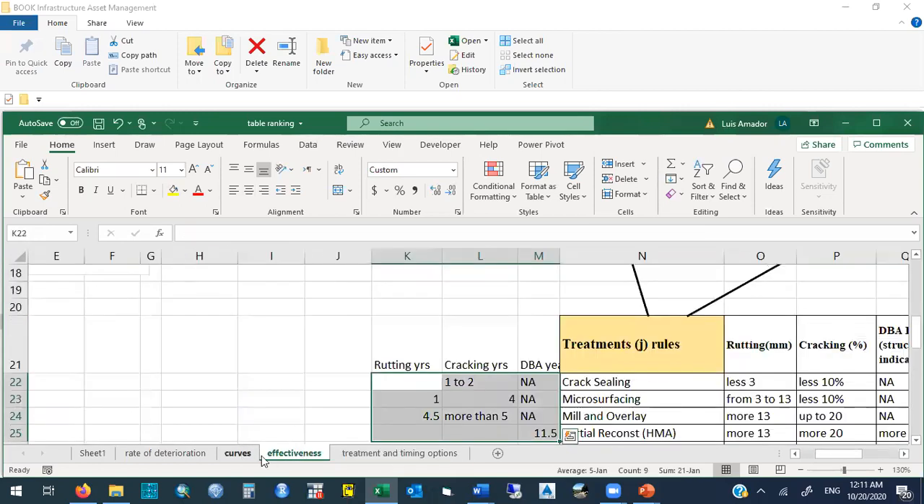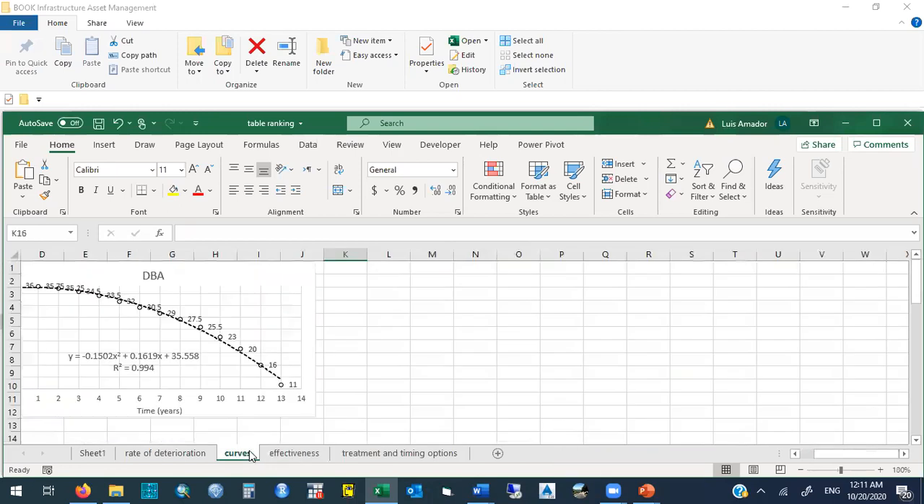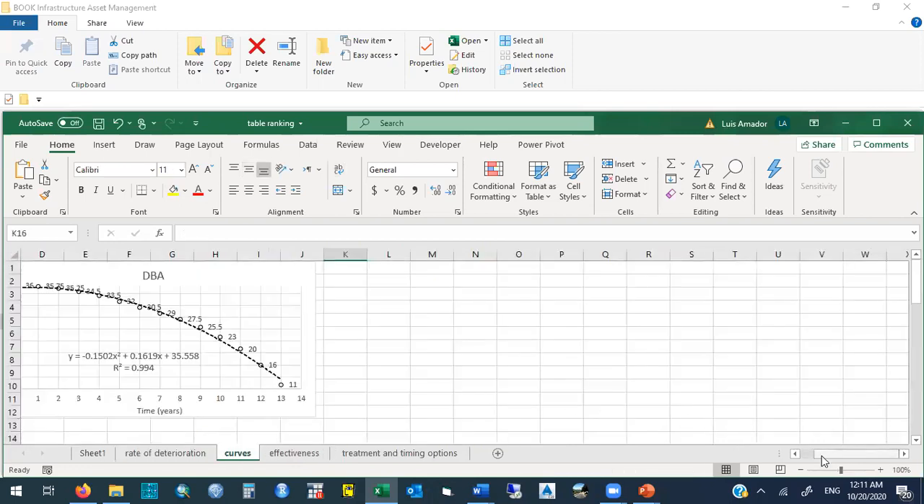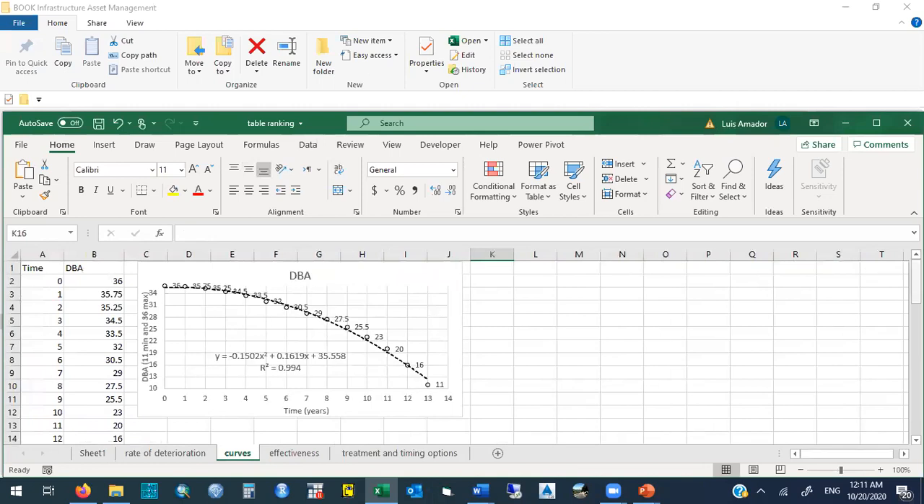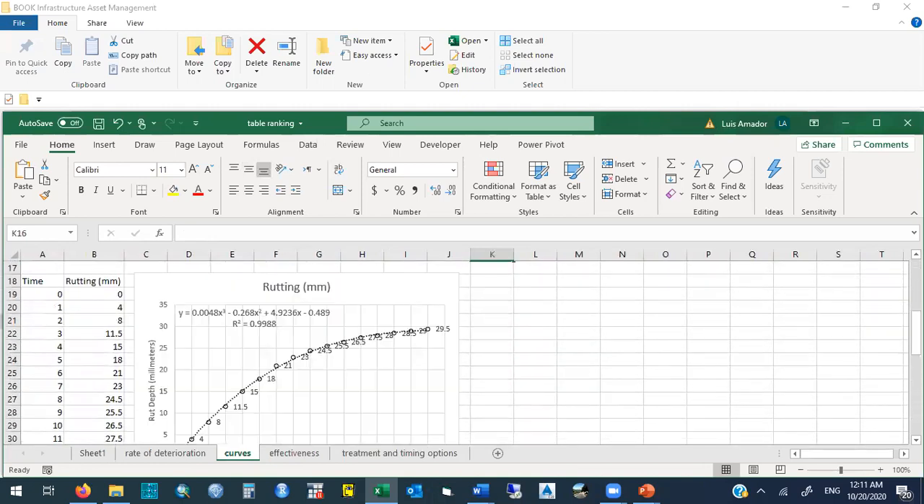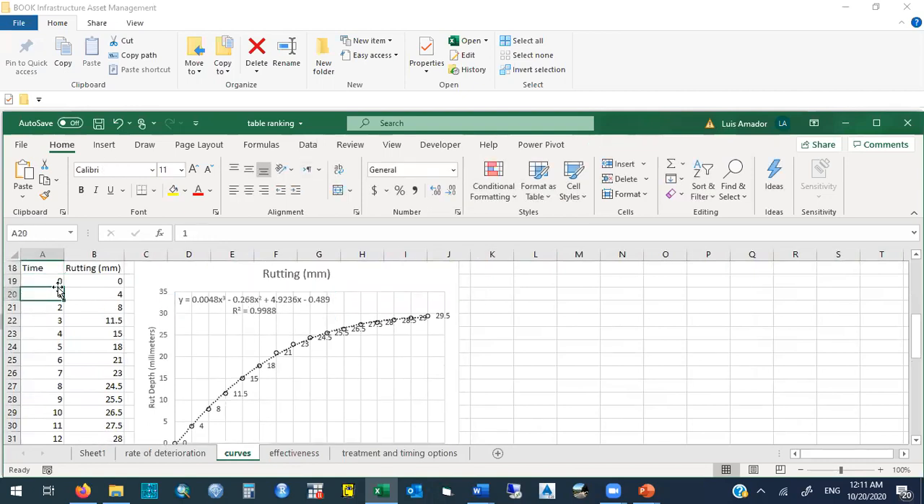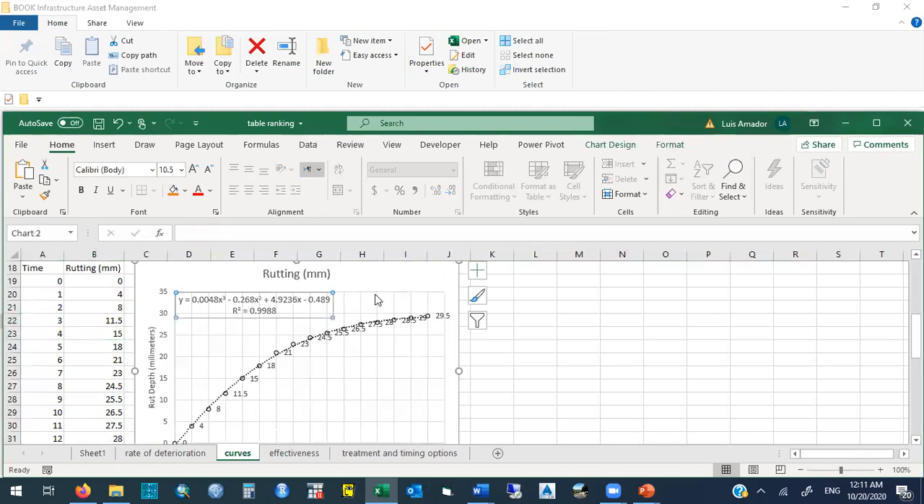No, that's the material for the next class actually. And of course I have equations that will characterize the DBA, the rutting. So I know the equation, right? So actually I can come here and see the numbers. Or with the equation, I can estimate the SAC number.